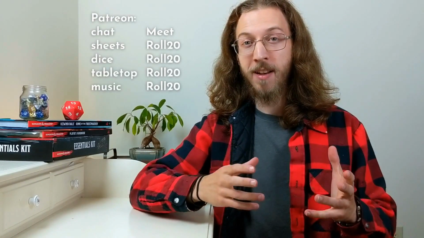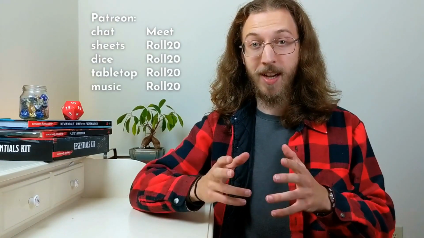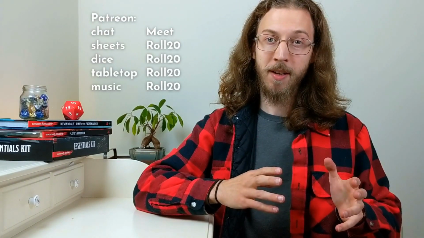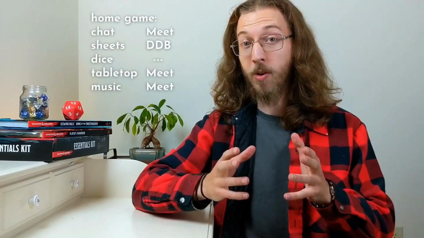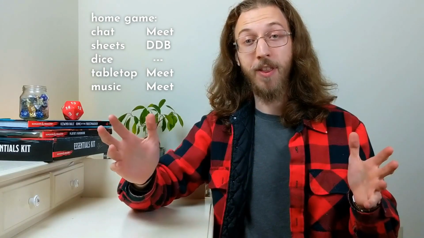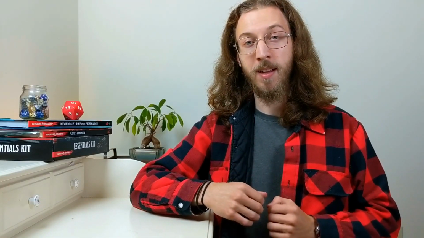In my Patreon campaign, we use Google Meet for the chat, with Roll20 for characters, dice, tabletop, and music. But in my new home campaign, we use D&D Beyond for characters, real dice, and Google Meet for everything else. So we can't see each other's dice rolls, but that hasn't been a problem for us. And we mostly rely on theater of the mind for gameplay, but as I just suggested, we've figured out a few workarounds to use a battle grid and music through Google Meet.